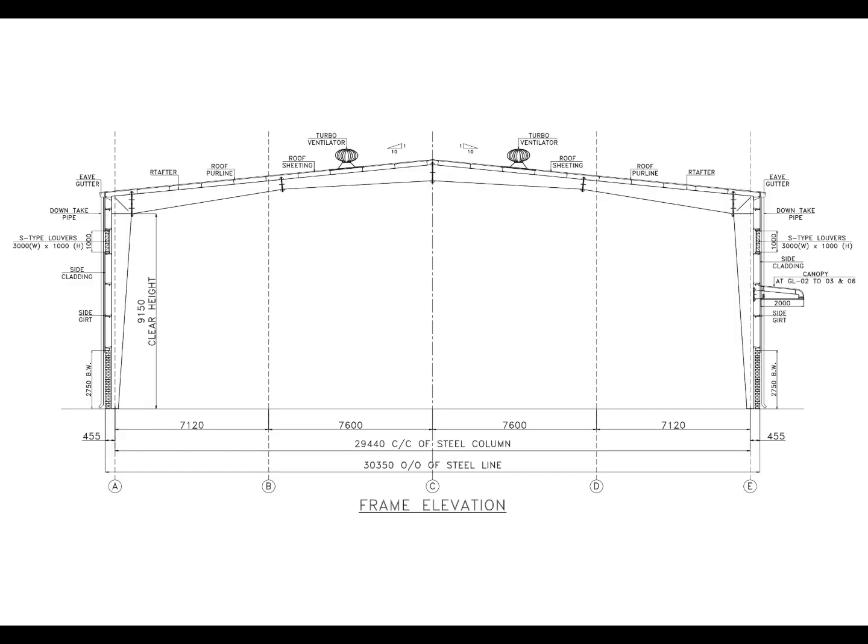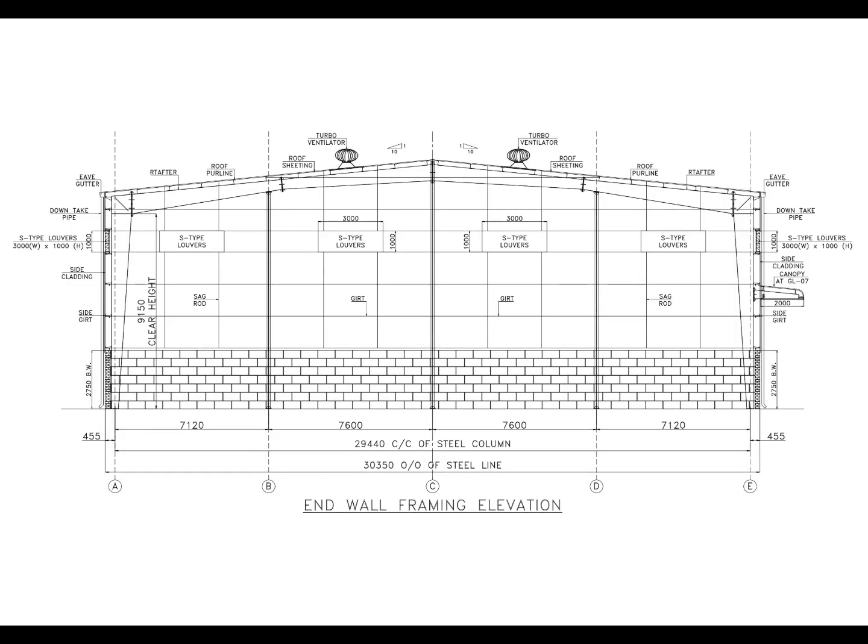Now let's move to the end wall, because the girt arrangement there can look different from the side wall. Here we are looking at the end wall framing elevation. Again, start with the vertical framing members. Then look for the horizontal members running across the wall. These are the end wall girts.